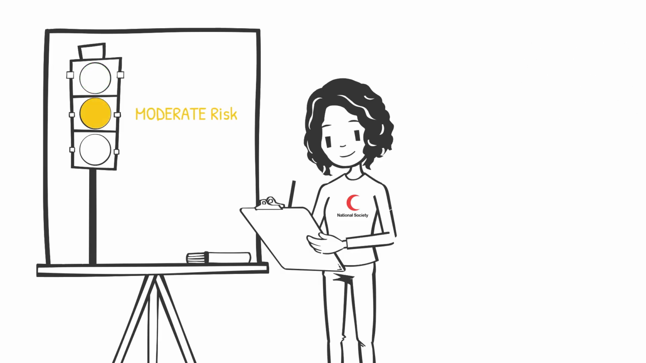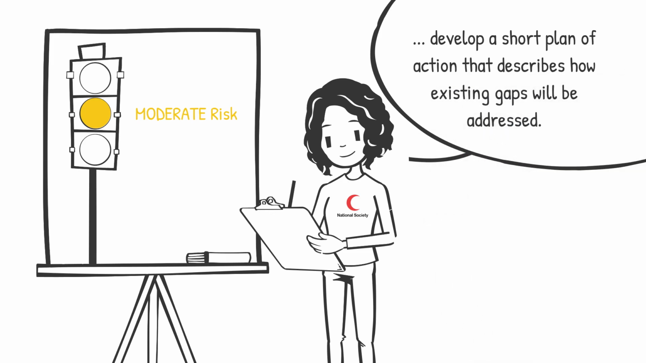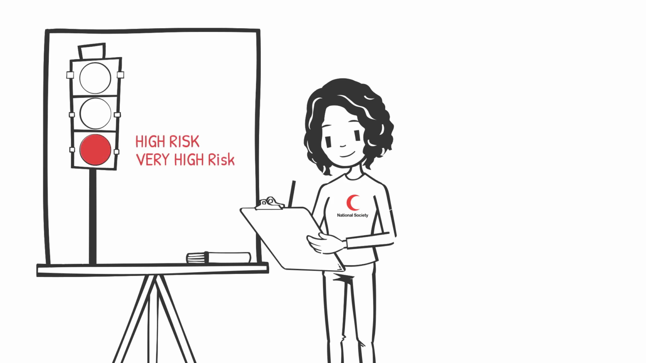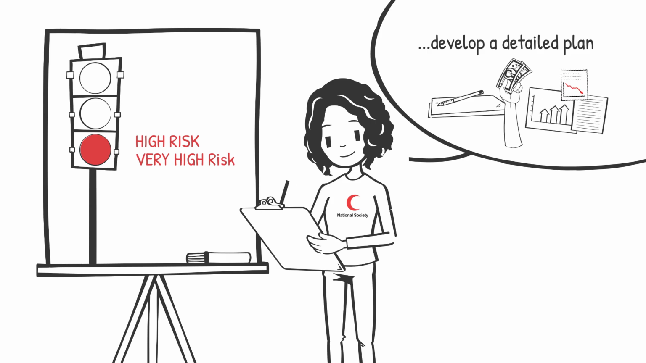Projects with a moderate risk are encouraged to develop a short plan of action that describes how existing gaps will be addressed. Those projects with a high or very high rating are strongly encouraged to develop a detailed plan that describes how systems will be developed, budgeted for and monitored, and how accountability will be ensured.